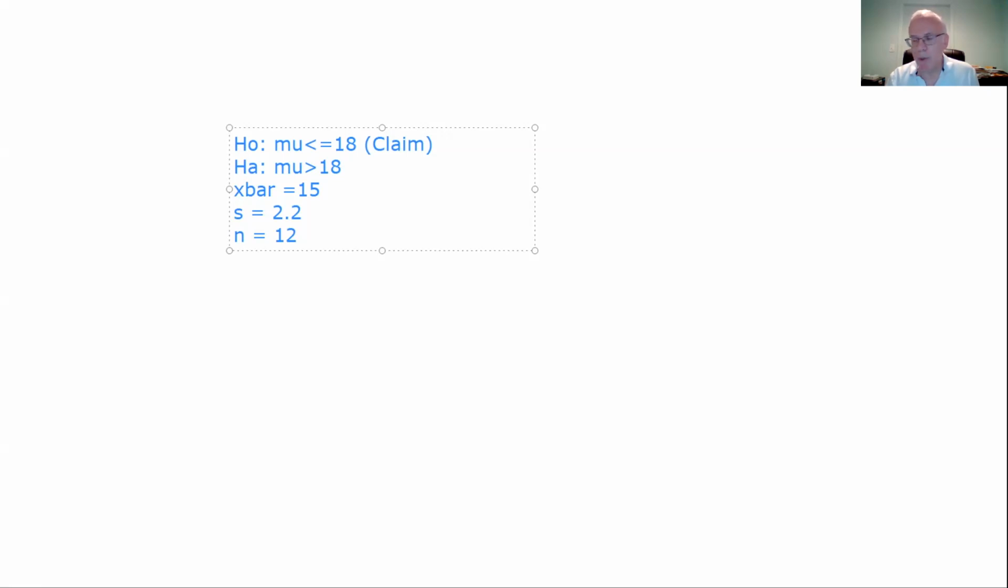So this is a case where we would not reject the claim. The claim in this case is the null hypothesis. We would not reject the claim that mu is less than or equal to 18 because we end up with a sample that actually said 15. So here's an example of a p-value that's very large. All right. So anyway, don't worry about that so much.